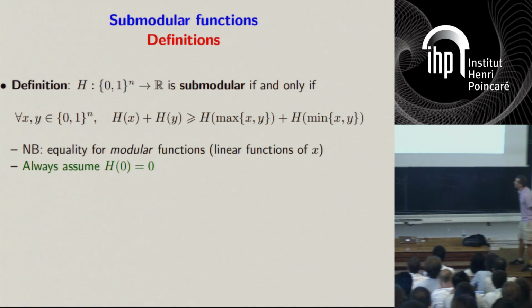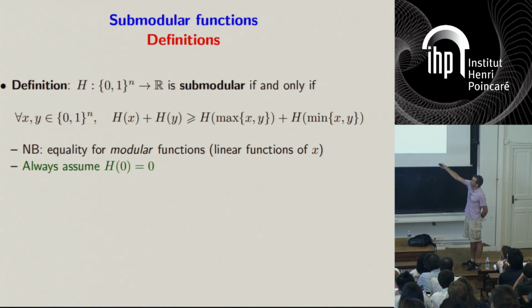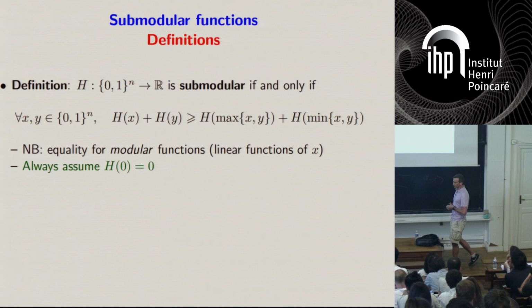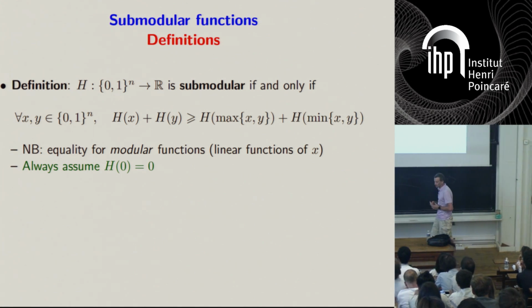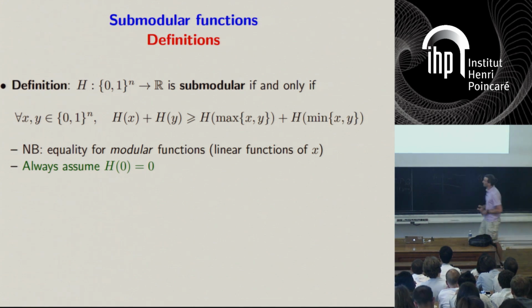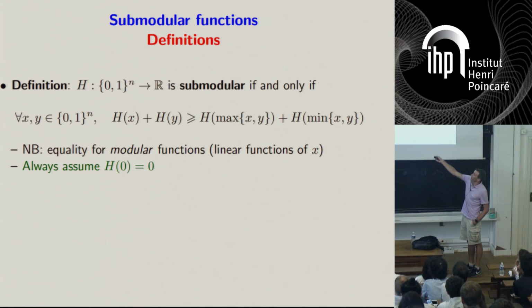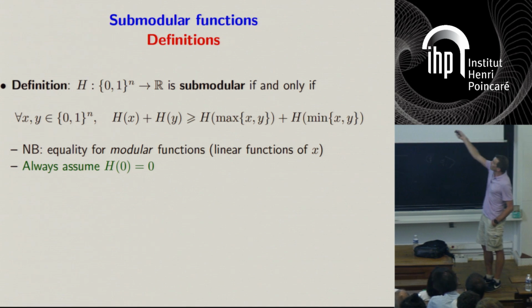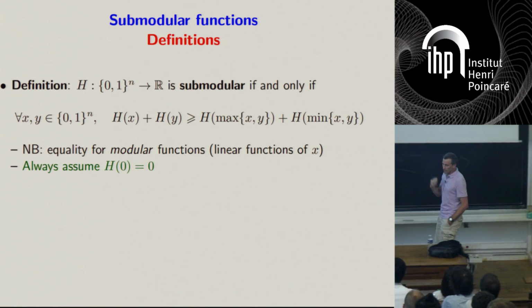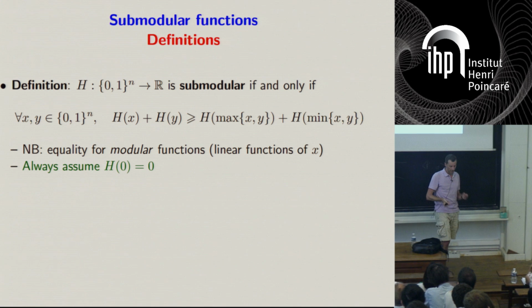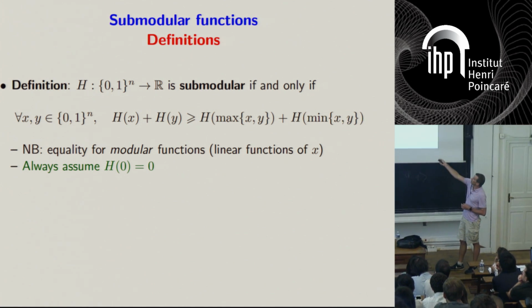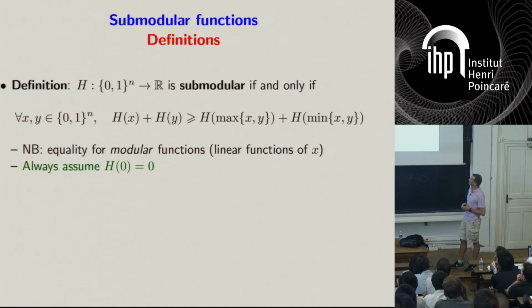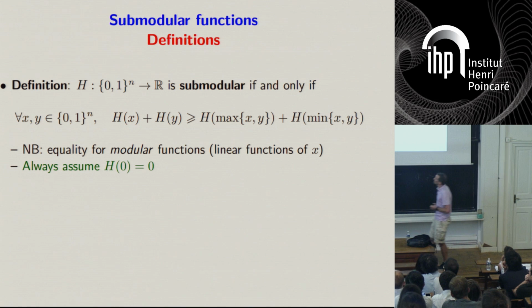All right, so definition. What is submodularity? I'm considering a function on the binary hypercube, or defined on all possible subsets of a given set. And this is going to be submodular if this inequality is satisfied. Just to parse this, x represents a set, y represents a set. The max of x and y, where the max is taken component-wise, corresponds to the union of those two sets. If you take the max of two indicator vectors, you get the indicator vector of the union. And the minimum is the intersection of the sets represented by x and y.